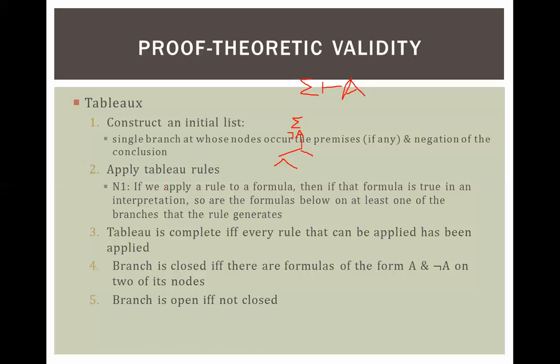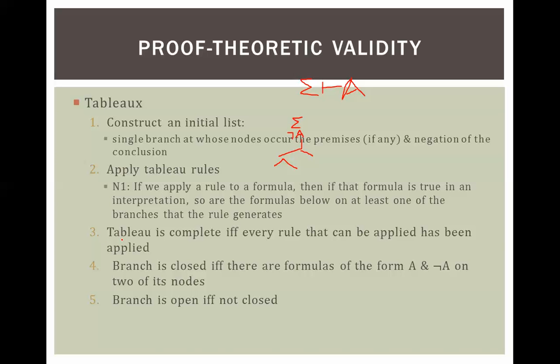So if we apply a rule to a formula, then if the formula is true in an interpretation, so are the formulas below on at least one of the branches that the rule generates. What does that mean? That means if you apply all the rules and you get all these branches, and the formula is true in the interpretation, then you're going to see at least one branch that is true, right? And that'll make a lot more sense too as we continue to go.